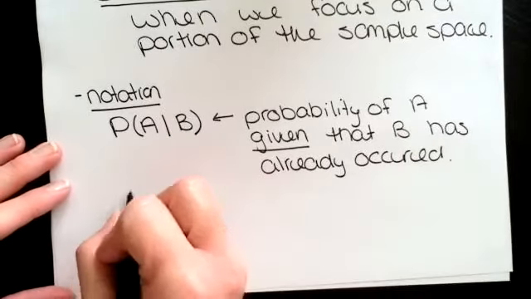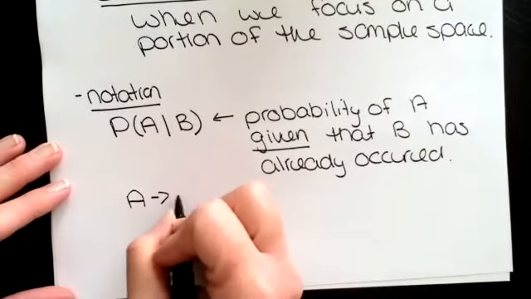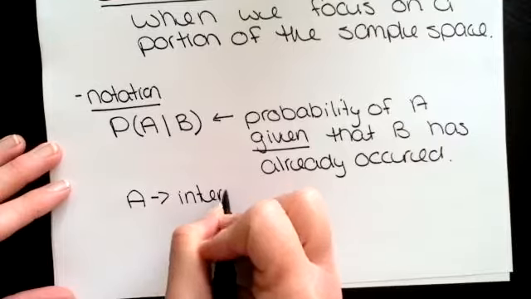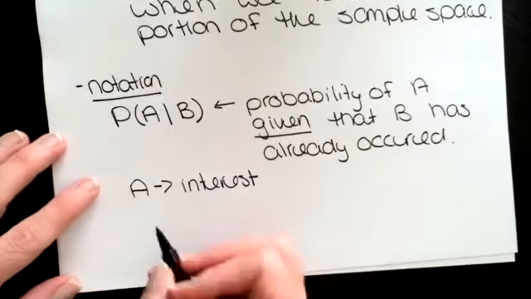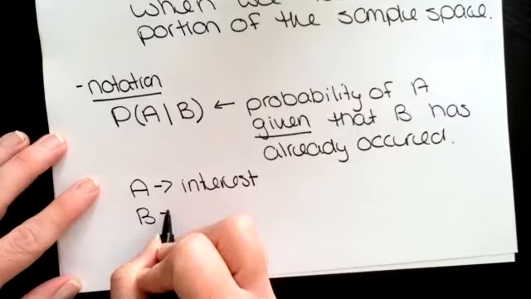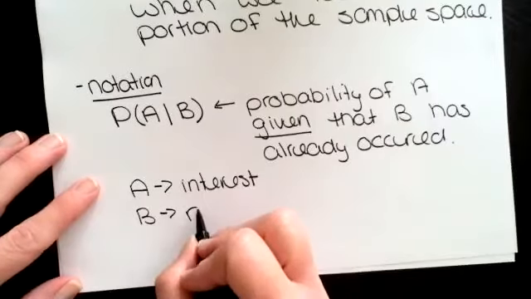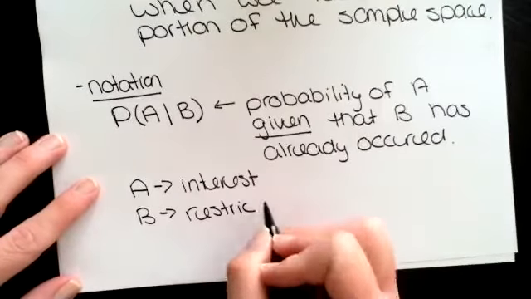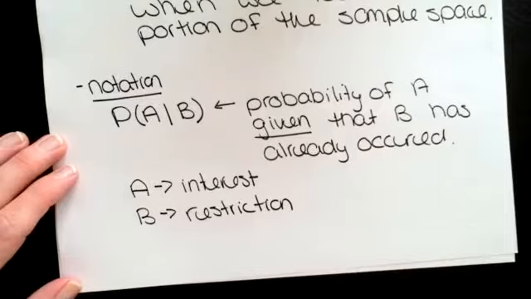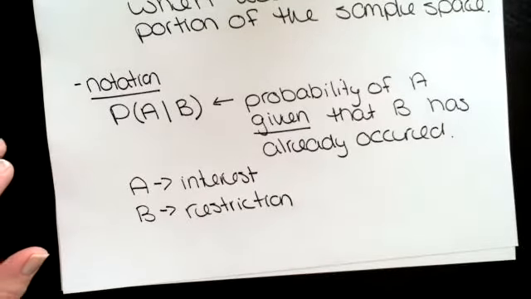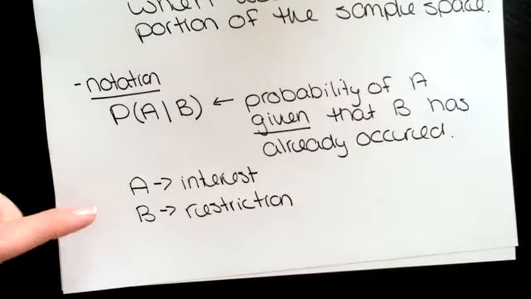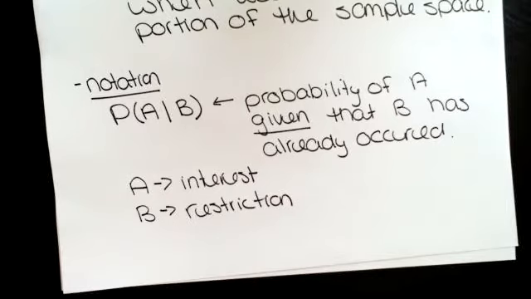So here, event A is our interest. It's what we're actually trying to find the probability of. And event B is just like our restriction, what we call it. So B is just saying, okay, knowing that B is true, we're going to find the probability of A. Okay.